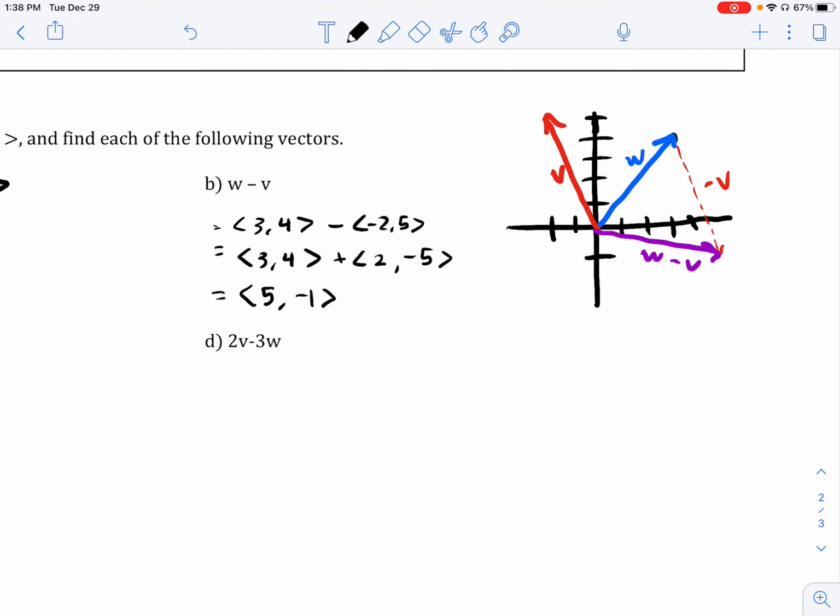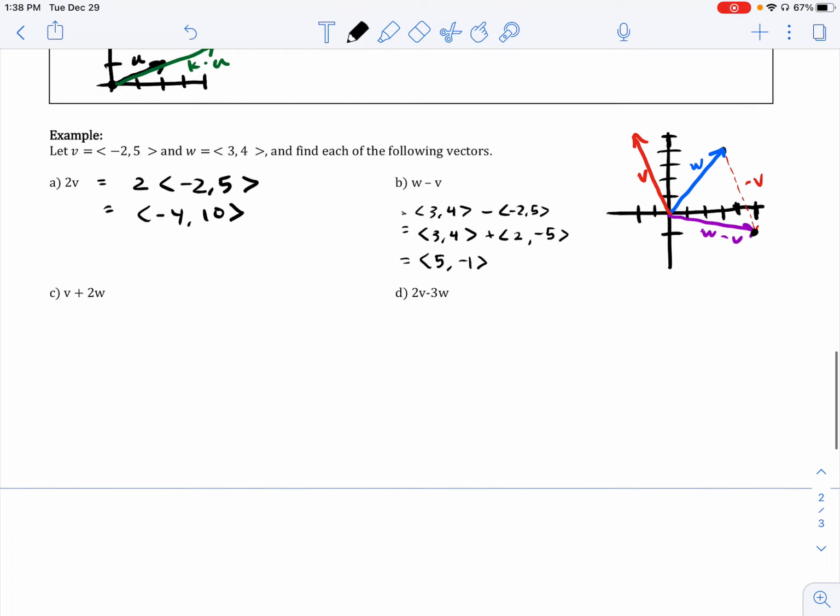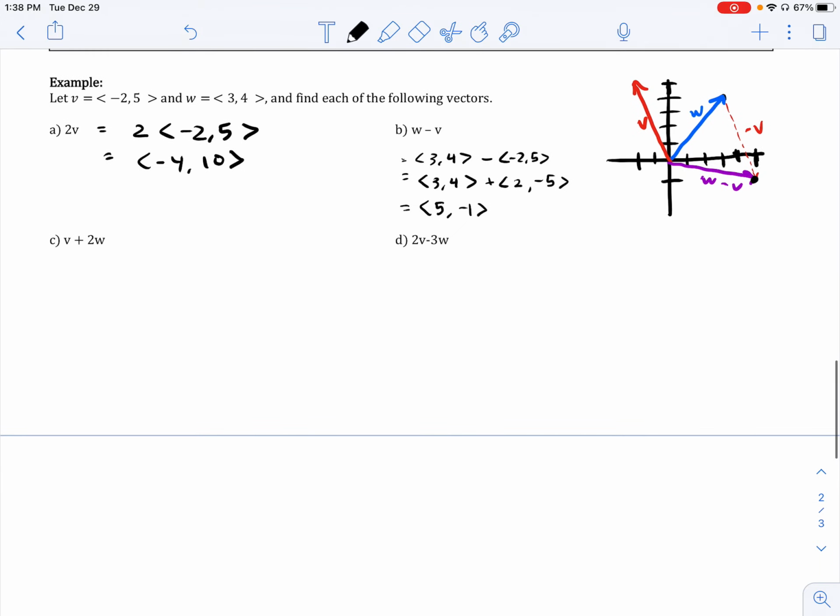Our final answer was 5, negative 1. And this was just a rough sketch, but you get the idea. So we can see w minus v gives you a resultant vector that ends with the terminal point 5, negative 1. We see it mathematically here, and we can also see it graphically as we've drawn. So go ahead and try the remaining problems here, and I encourage you to practice sketching all the vector operations, as that is something that you will need to be responsible for.